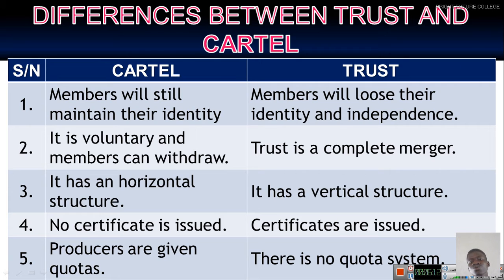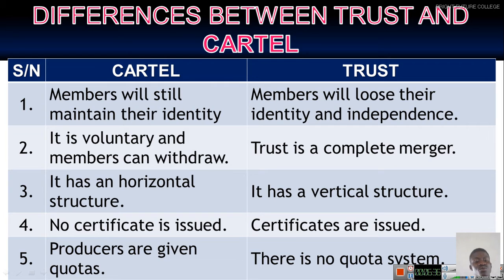Makes it a vertical structure. And also the order of management or importance is not the same. It's in hierarchy. One company is ahead of another in trust. In CARTEL, no certificate is issued, but in trust, certificates are issued.